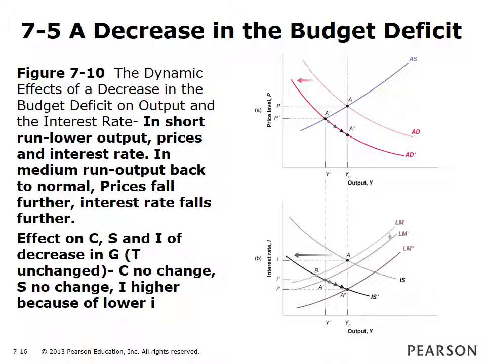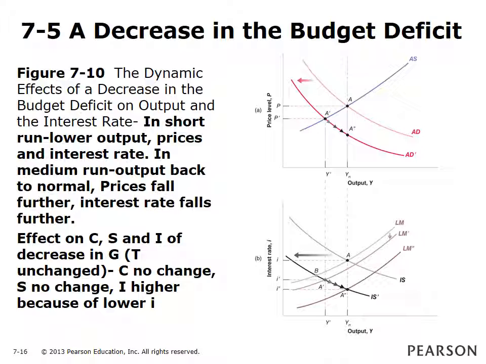In the medium run, as price level falls further due to lowered price expectations, LM falls further to LM double prime. Output returns to the natural level, but interest rate falls further. Because of this effect on interest rates in the medium run, fiscal policy is not considered to be neutral even though output returns to the natural level. Investment will be higher as a result of decrease in the budget deficit.